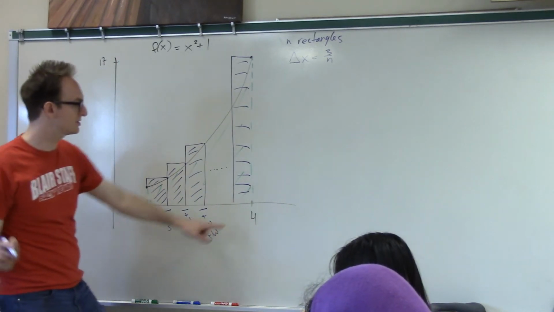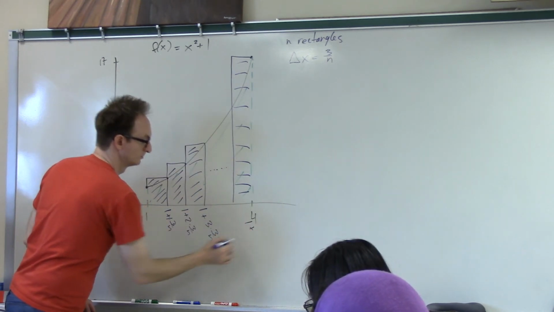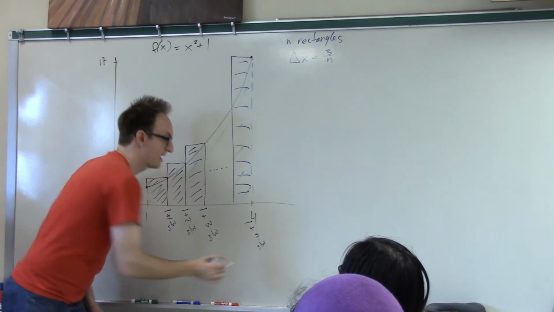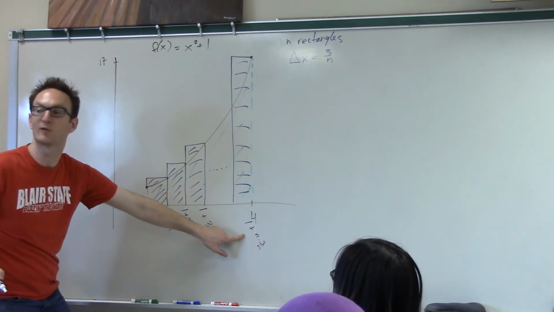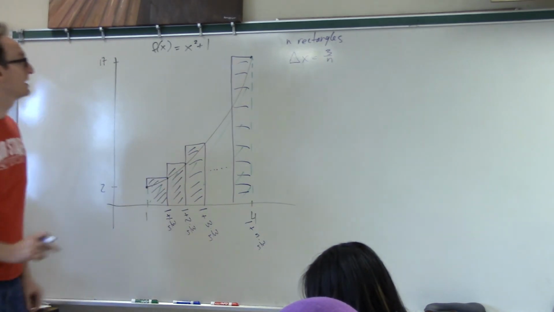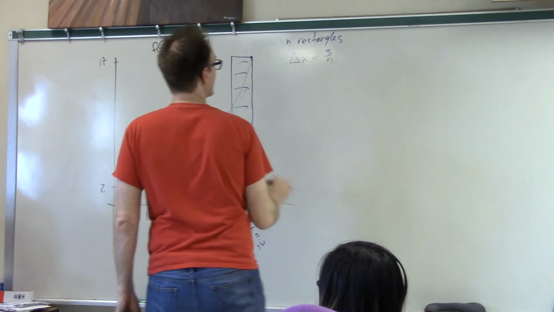All right, we get to the end. It's the last one. 1 plus n times 3 over n. And notice that that's just 4, of course. So that means that our logic's all holding together. Okay, good. Now all I have to do is figure out what the areas of all these rectangles are. Doesn't sound too hard.